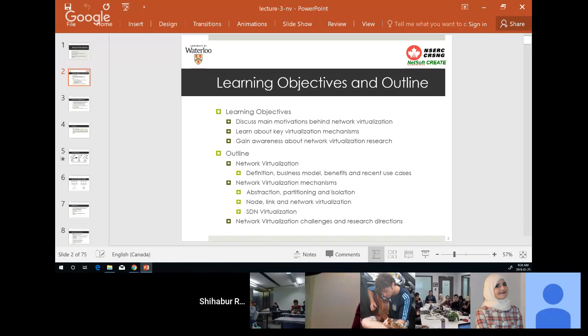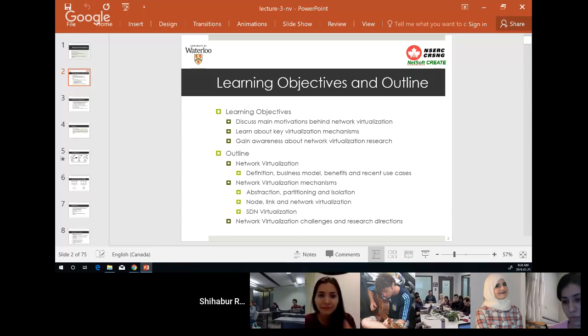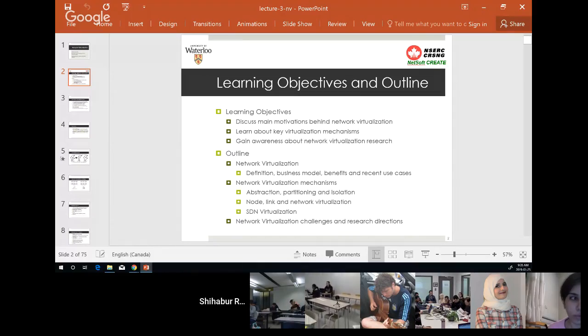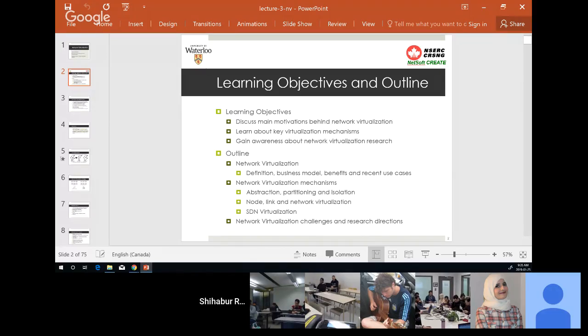So the material started with basics, definition, what is network virtualization, the business model, because this is obviously a transformation on how networks are designed and operated and managed, and what is the underlying business model. It provided examples also of what's happening in the mobile networking world, and discussed the benefits and some more recent use cases, notably the concept of 5G slicing, if I recall correctly.